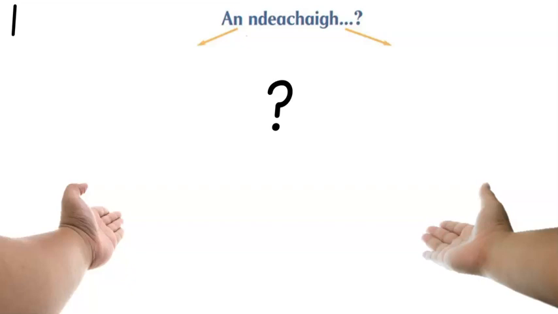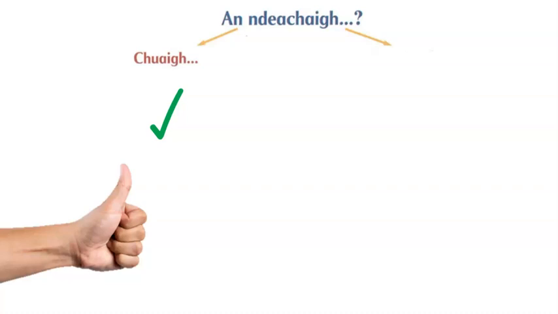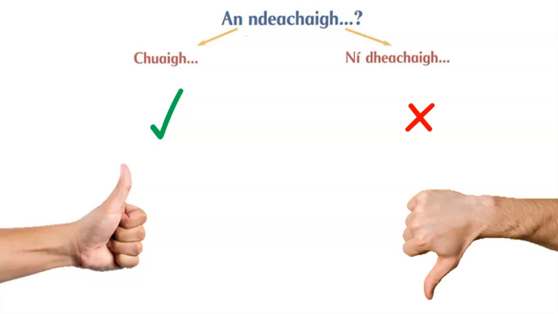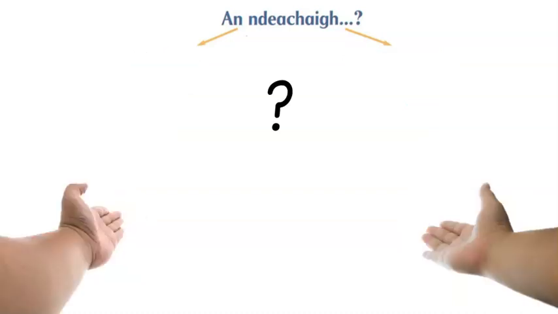What I want you to do is put your two hands out and say ndeachaigh. Can you say that? Ndeachaigh. Two hands out like you're asking a question. So this is the question: ndeachaigh tú, did you go? And there's two answers to that. There is chuaigh mé, I went, so put your left hand out with your thumb up, chuaigh mé, and ní dheachaigh mé. So put your right hand out with your thumb down, ní dheachaigh mé. So there's two answers. Let's do that one more time.